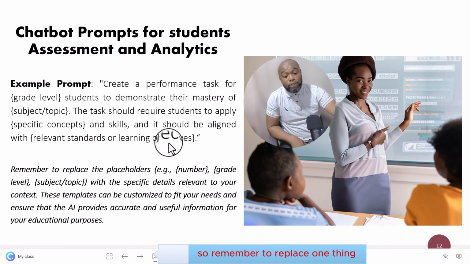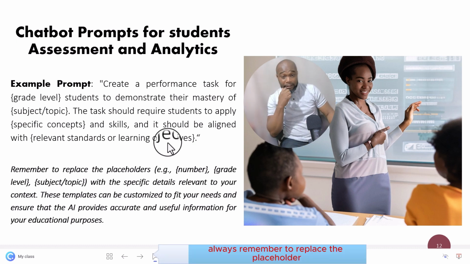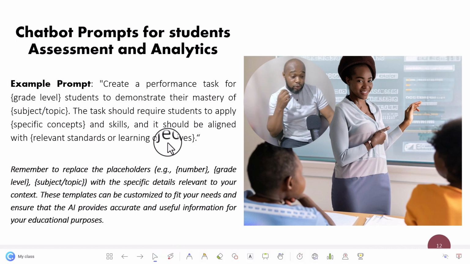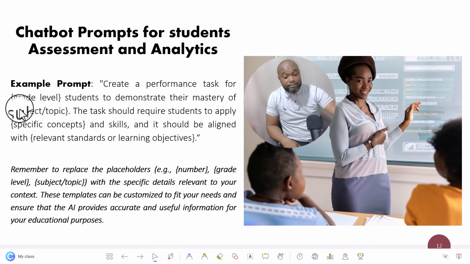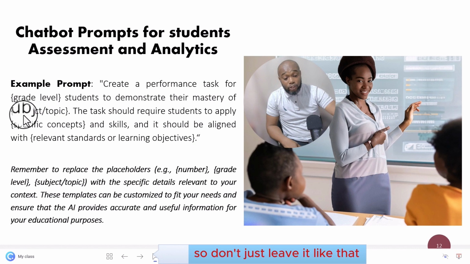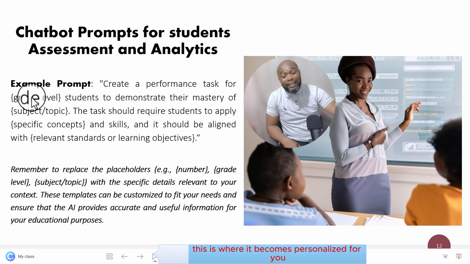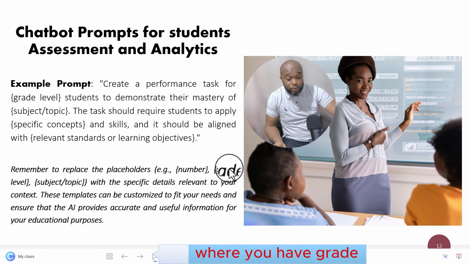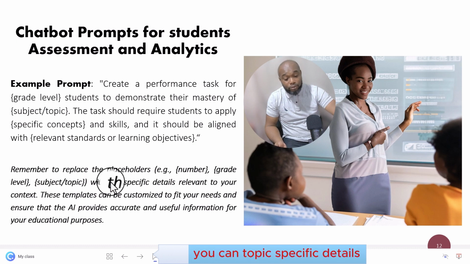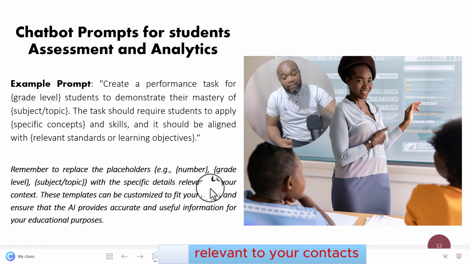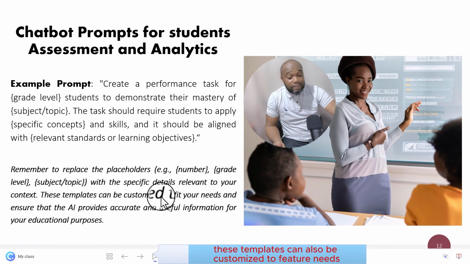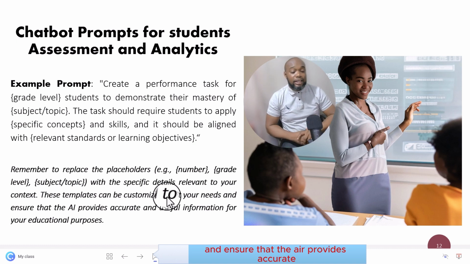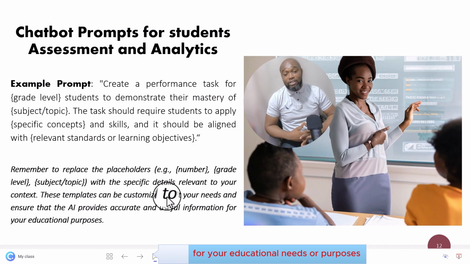One thing you should know, always remember to replace the placeholder. For example, this is a placeholder, right? So don't just leave it like that. This is where it becomes personalized for you as a teacher to help your student. Where you have number, you put number. Where you have grade, you put grade level. Where you have subject, you put topic with specific details relevant to your context. These templates can also be customized to fit your needs and ensure that the AI provides accurate, useful information for your educational needs or purposes.